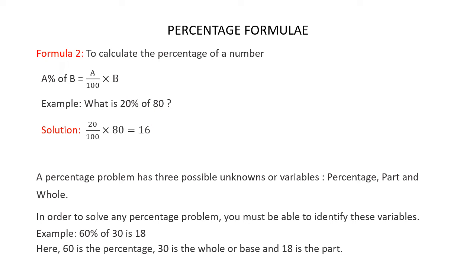A percentage problem has three possible unknowns or variables. They are percentage, part, and whole. In order to solve any percentage problem, you must be able to identify these variables. Take for example, 60% of 30 is 18. Here, 60 is the percentage, 30 is the whole, and 18 is the part.